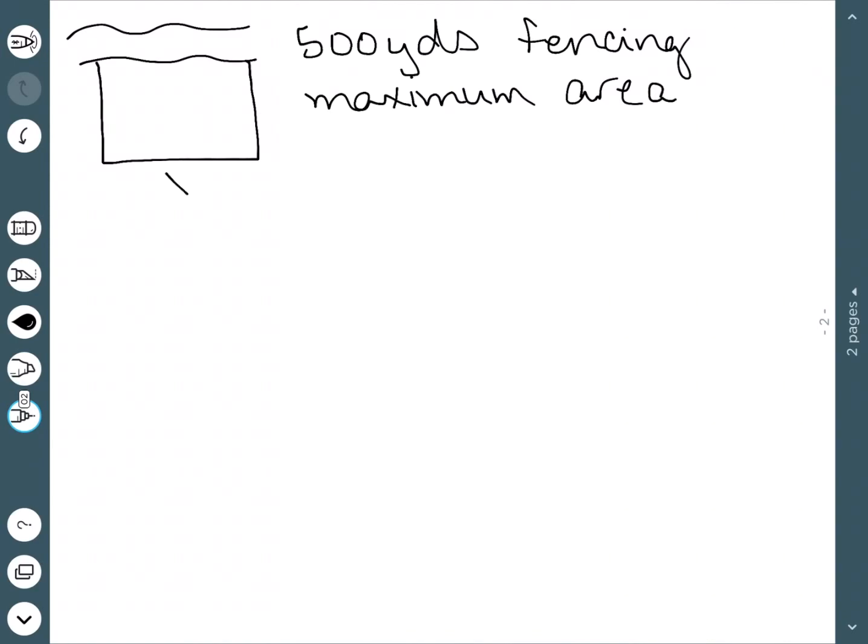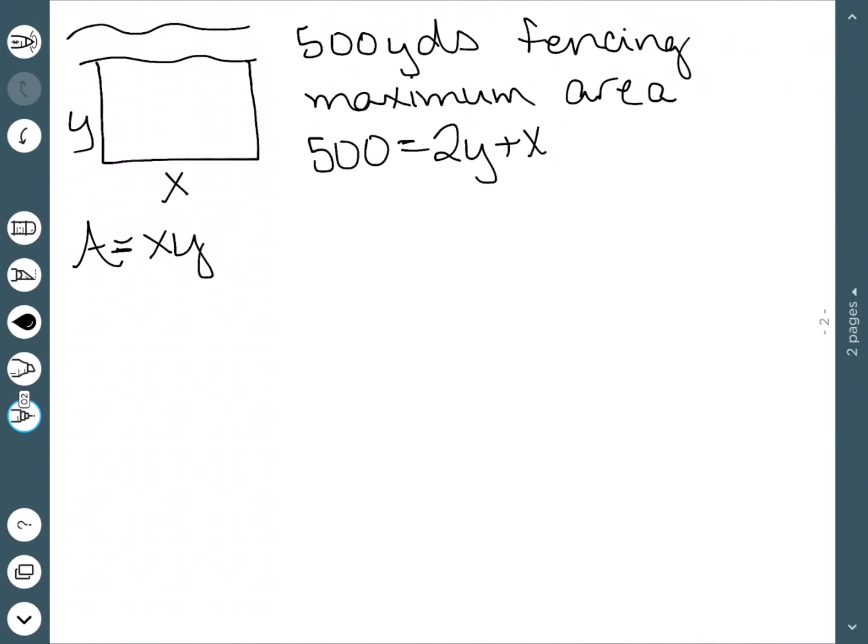Well, let's call this X and Y. We know we have 500 yards of fencing, so that's going to look at our perimeter. So 500 has to be 2y plus x. Remember, we don't need to fence in the side along the river, so we only have 3 sides. And we know we want to maximize area, and area is length times width.